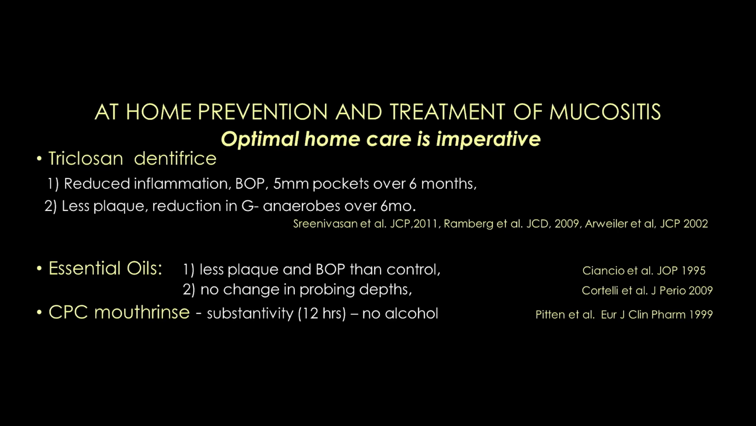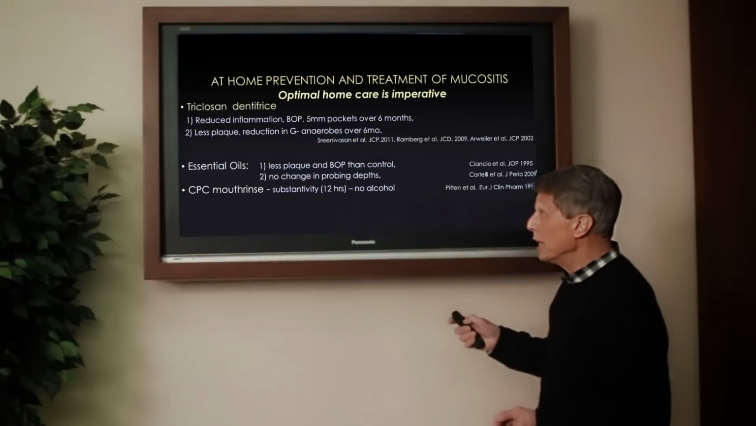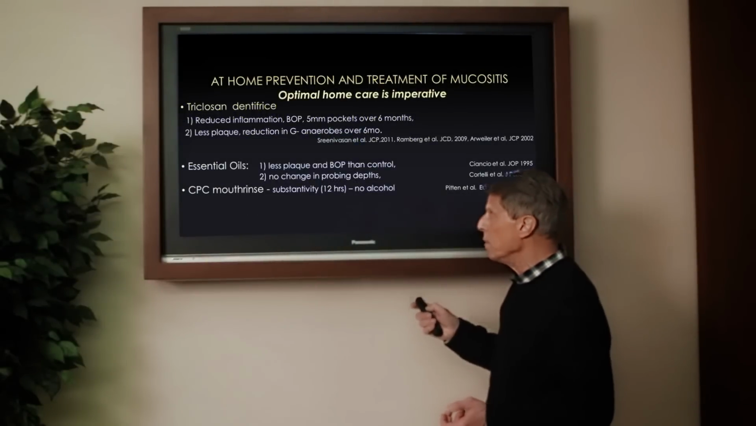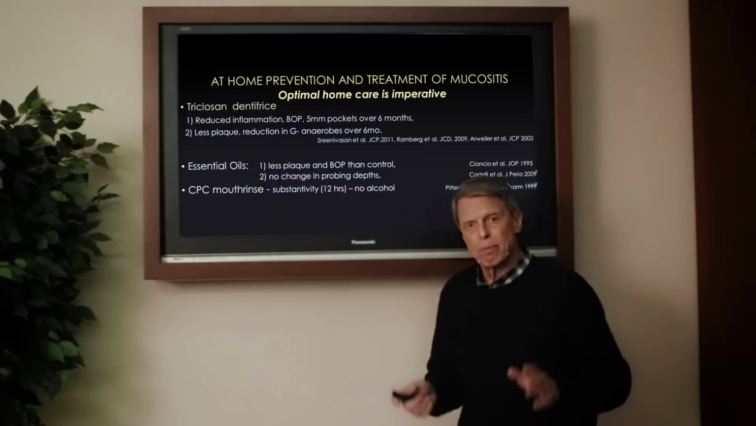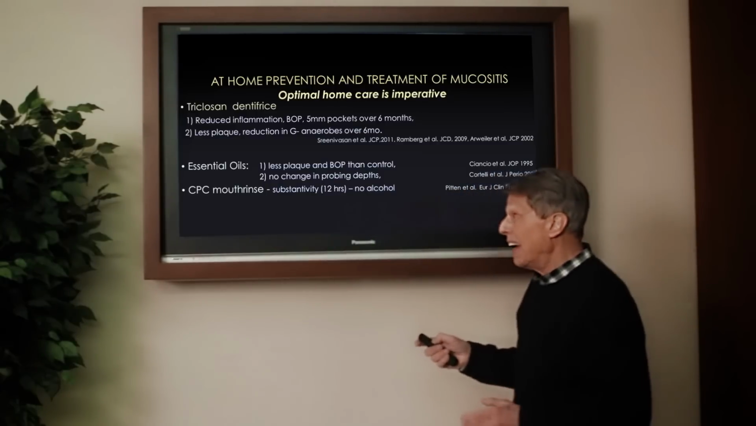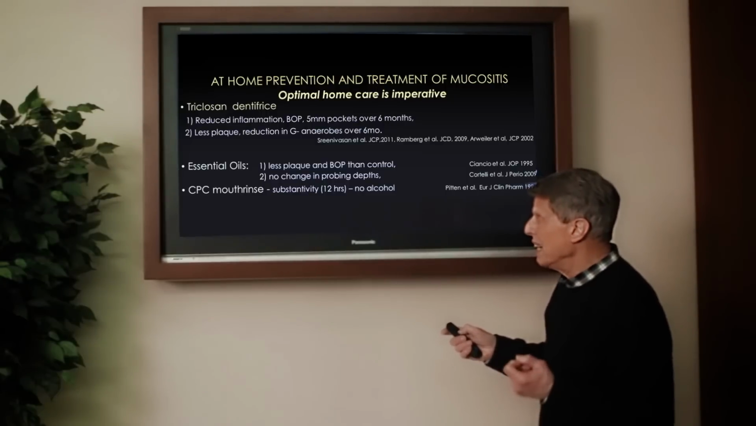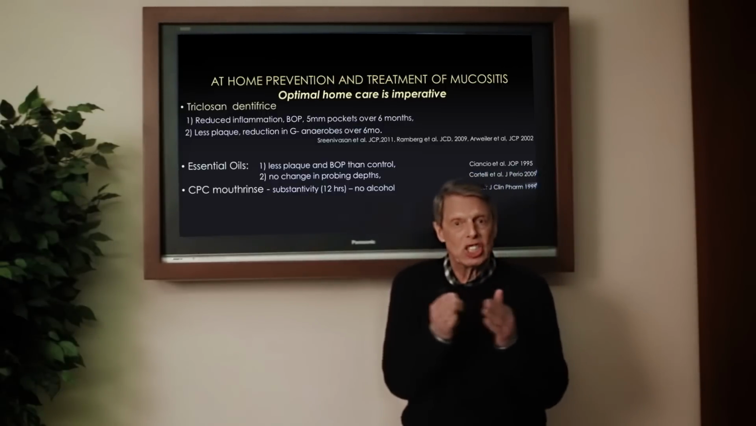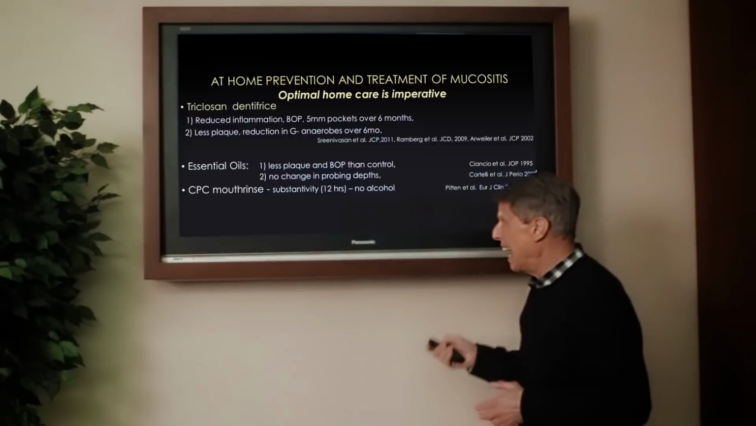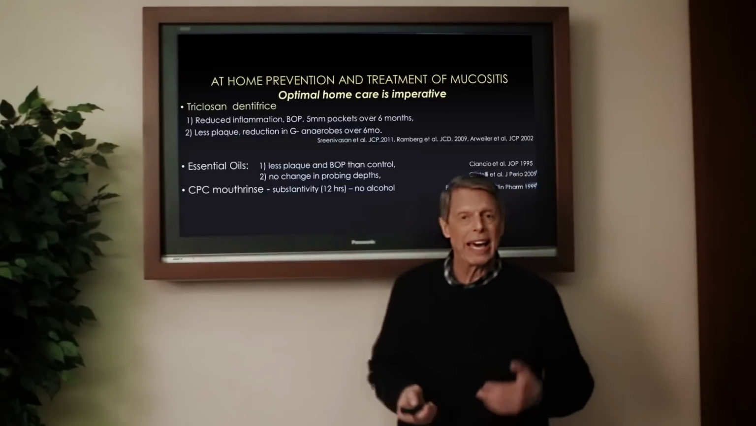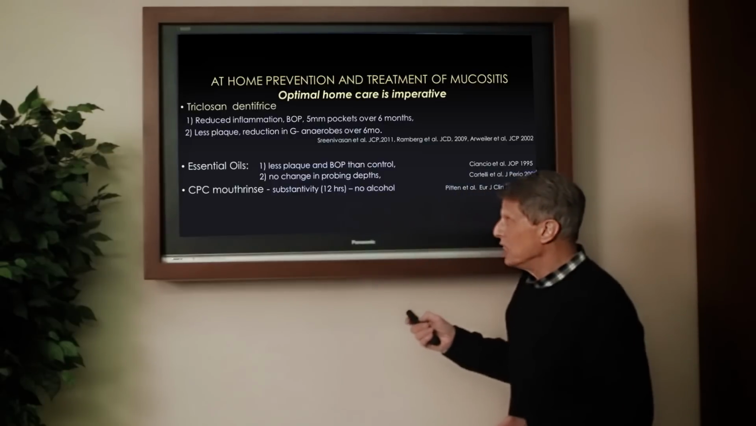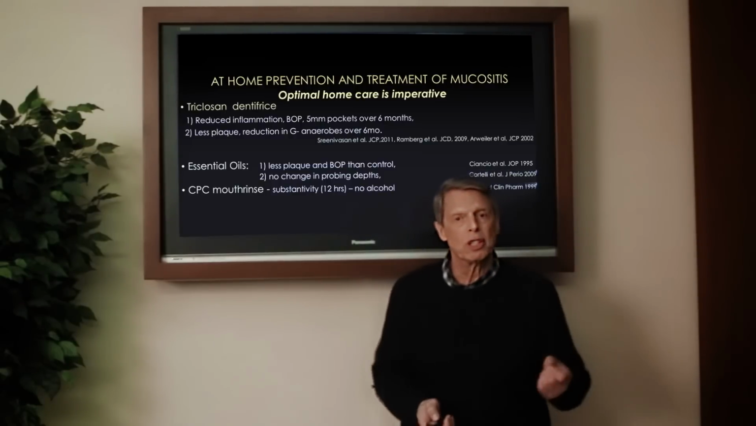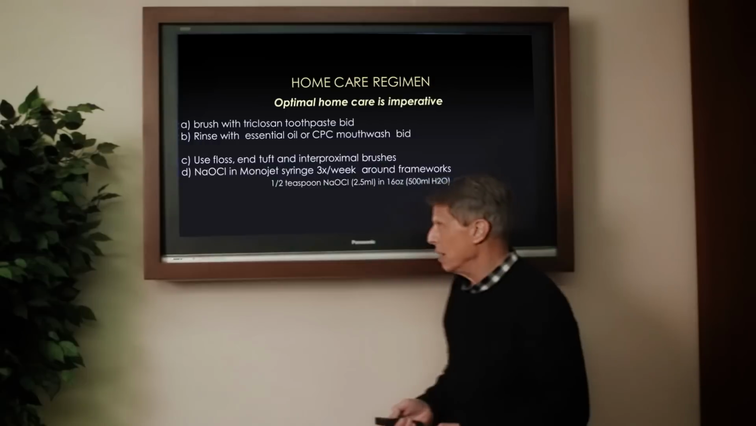And they can either use an essential oil mouthwash such as Listerine or cetylpyridinium chloride mouthwash such as Colgate Total mouthwash. The essential oil mouthwash, research shows less plaque and bleeding upon probing than a control, but no changes in probing depth. But we are reducing the bacteria. And the good thing about the CPC mouthwash, it has 12 hours of substantivity. It stays on the mucous membrane surface, and there's no alcohol. You want to use that in patients that can't use alcohol. Essential oil mouthwash, you have to use the Listerine that has alcohol in it, so to speak.